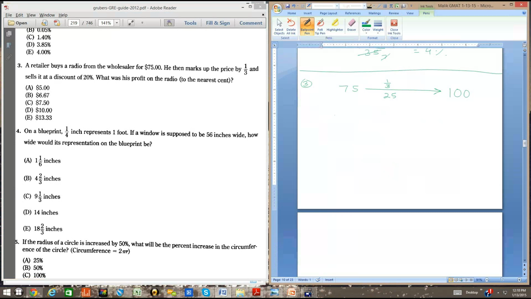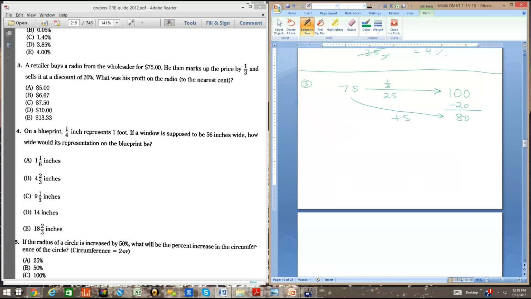Now the discount is 20%. Again, this part also you can do in your head. 20% of 100 is $20 off. So you take 20 off. That's 80, right? And then you can see that this was a $5 gain, and that's it.